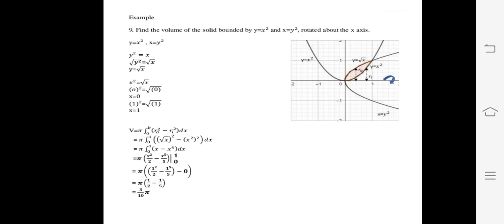Copy pi, then substitute the value of x. We have 1 squared over 2 minus 1 raised to 5 over 5 minus 0. So pi times 1 times 1 is equal to 1 over 2 minus 1 times 1 times 1 times 1 times 1 is equal to 1 over 5. So pi times 1 over 2 minus 1 over 5, so we have 3 over 10 pi.